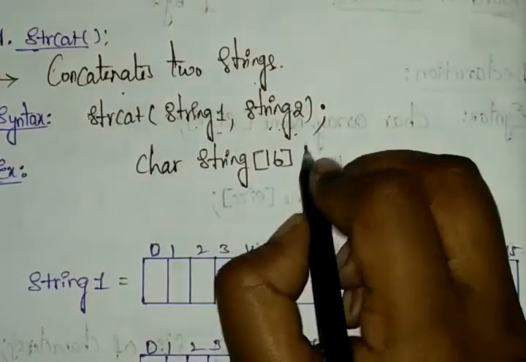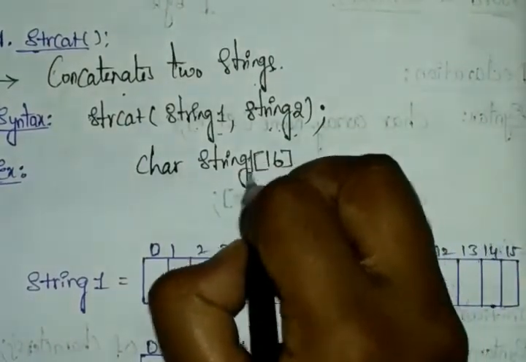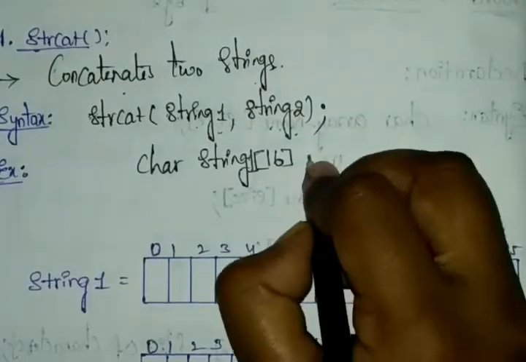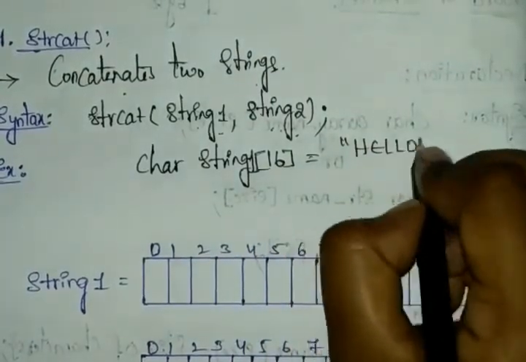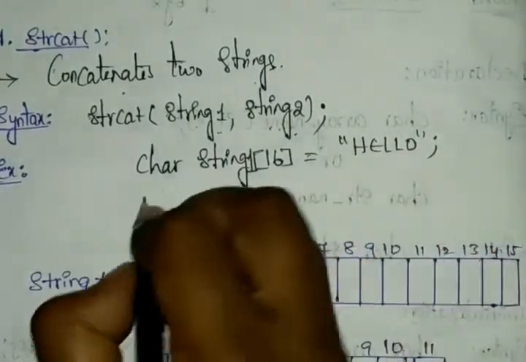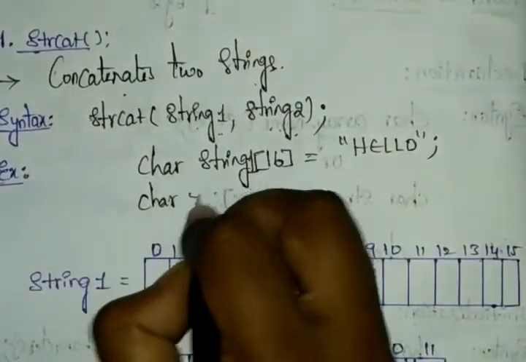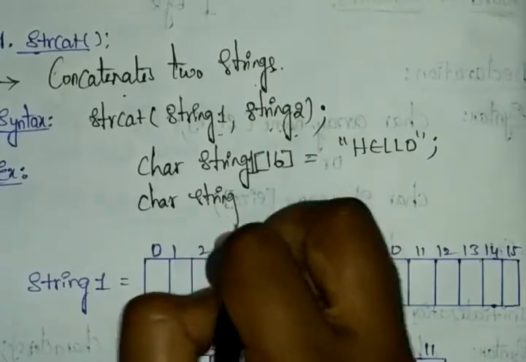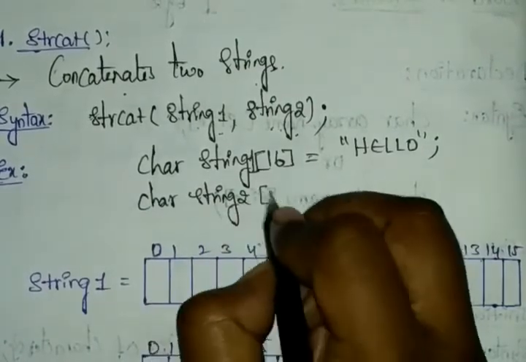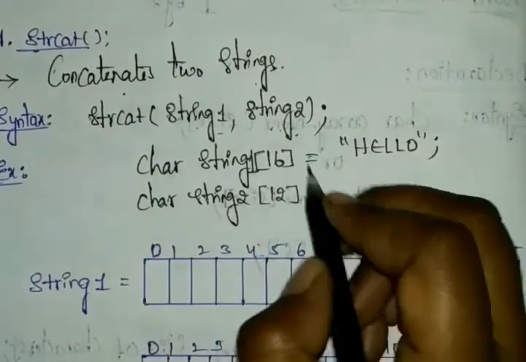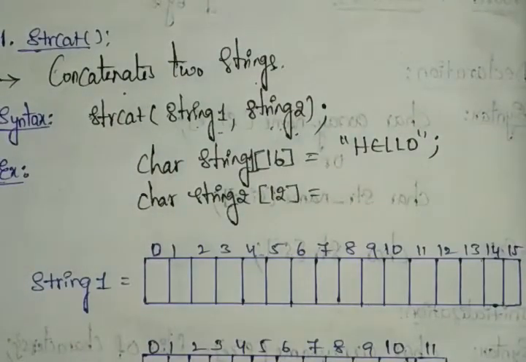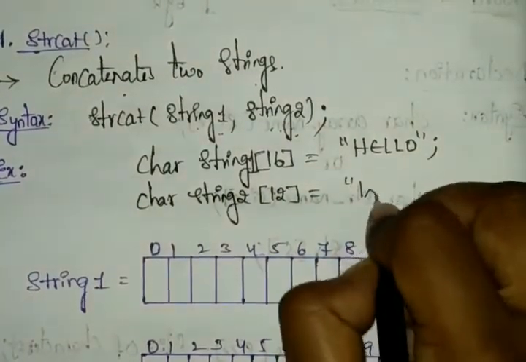This is string1; you can assume this is the first string. In the first string, I am choosing hello. And next, the character array string2. In this, I am choosing the size 12, and the value is world.